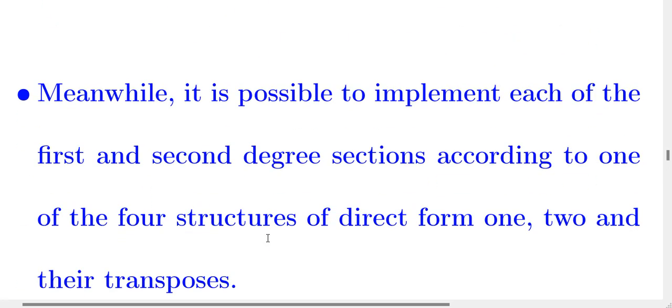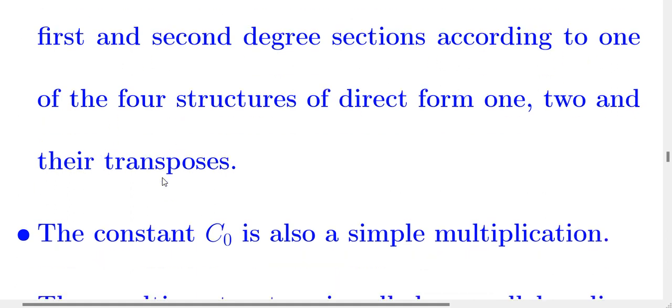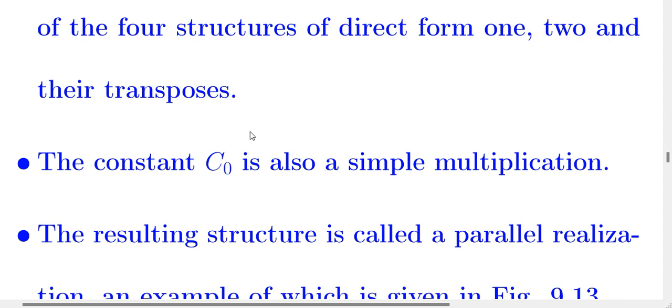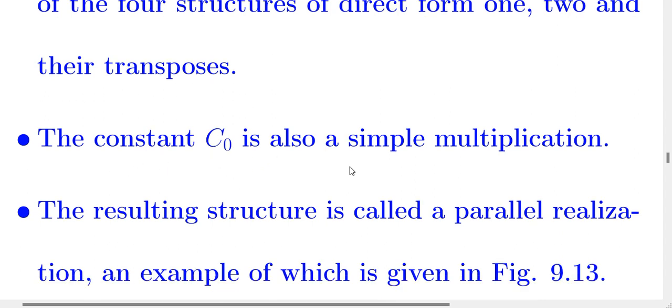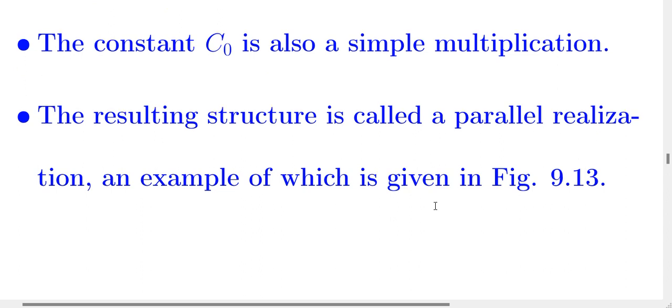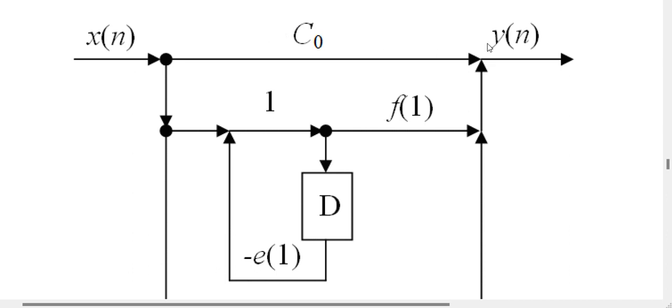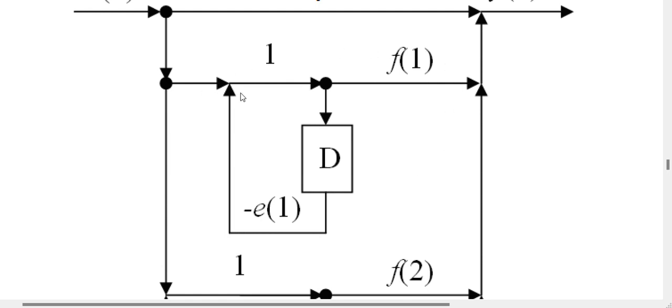Okay. Meanwhile, it's possible to implement each of the first and second degree sections according to one of the four structures of direct form 1, 2, and their transposes, as explained earlier. The constant C0 is also a simple multiplication. The resulting structure is called a parallel realization, an example of which is given in figure 9.13. C0 from input to the output, and here the inner branch, okay?